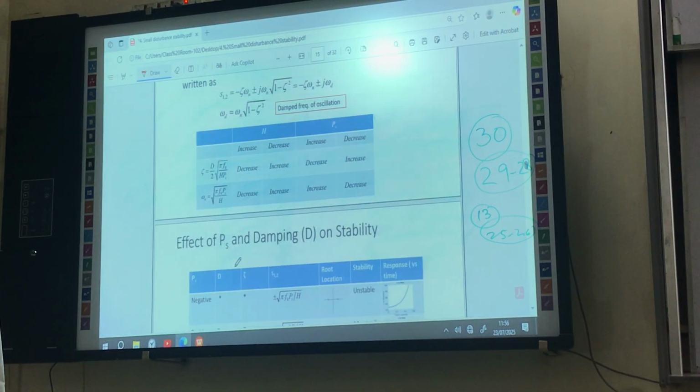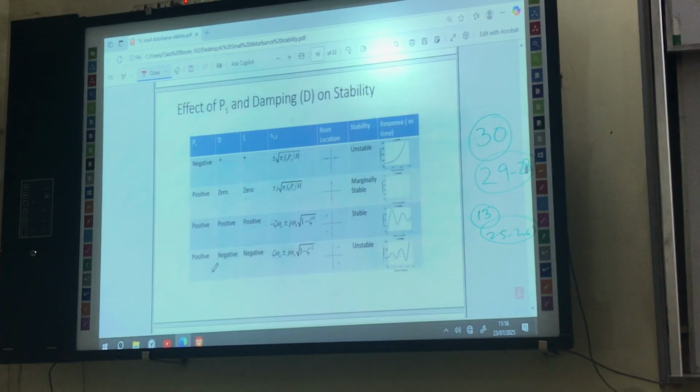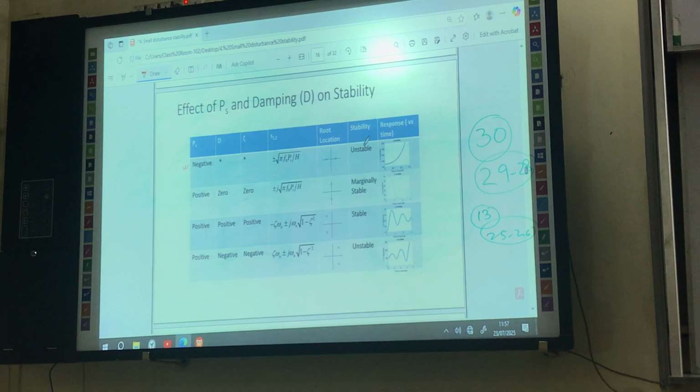Then we saw the effect of H and PS on the values of theta and omega, as well as the effect of PS and damping on the stability. So this slide was very important. If PS, the synchronizing power coefficient or the slope of the power angle curve, is negative, then irrespective of the values of G and theta, the system will be unstable. Once PS is negative, we do not need to bother about the values of G and theta. It will be in the unstable region.